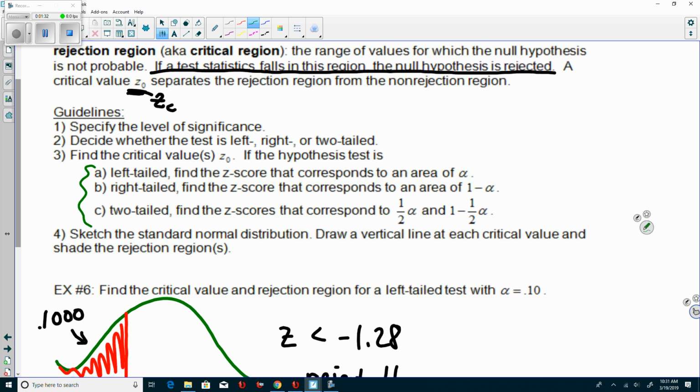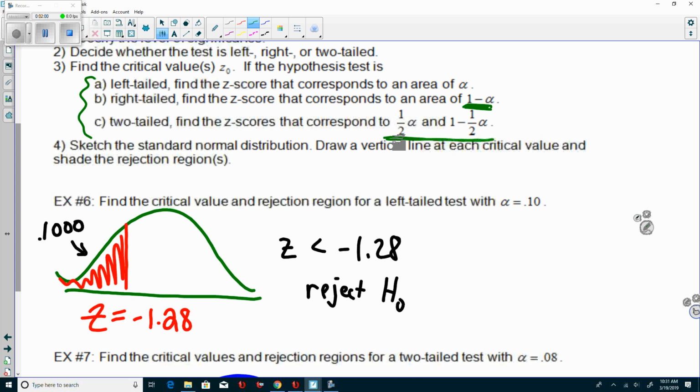Left-tailed, find the z-score that corresponds. Right-tailed, find the z-score that corresponds to an area. See, this is cumulative area right here. That's how you find the cumulative area. Some people are using the level of significance, getting the negative value. It's a right-tailed test, you just make it positive. Not a big deal. Two-tailed test, remember, half, right? Break it in 2.